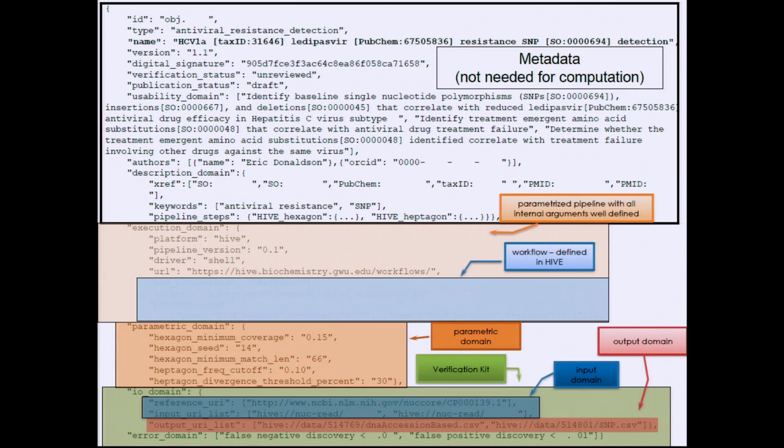So what this is trying to do is work with the community to really try to say, okay, these are the pieces of information that we want to put into the biocompute object. I want you to focus on that bolded third line, name. This was done by one of the FDA regulatory scientists, Eric Donaldson, actually. In this particular case, he is trying to say HCV1A, ledipasvir, resistant SNP.